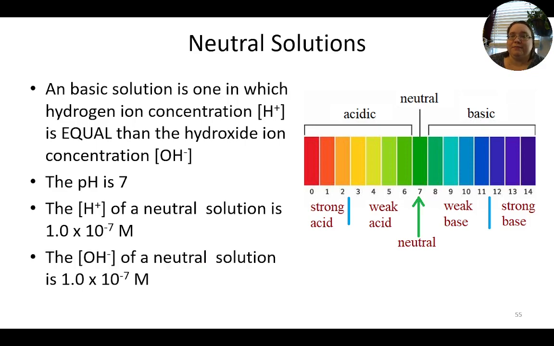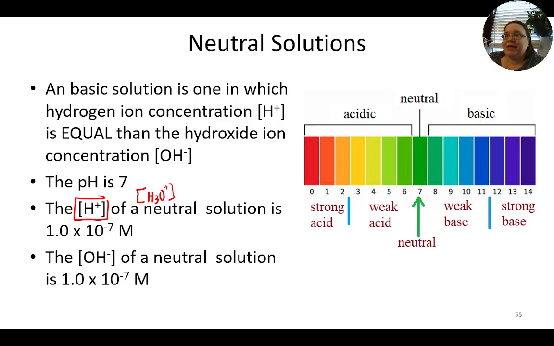So my hydrogen ions, that H plus, or hydronium, again, H3O plus, these two terms are interchangeable. They're going to be equal to 1.0 times 10 to the negative 7. Same thing for my hydroxide, that OH minus ion. It's going to have to be equal to the others.